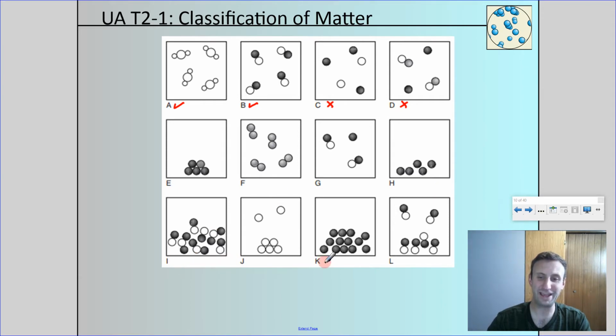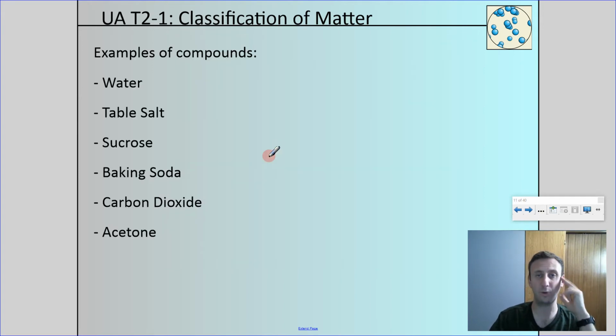Between I, J, K, and L, which one of these is a compound? The answer is L is the only one that is a compound. This is an element, this is an element. I almost looks like it is, but you'll notice that I have some different particles here. I have particles that are 2 atoms and particles that are 3 atoms. This would be kind of like a mixture of carbon monoxide and carbon dioxide or something like that. So you've got more than one thing mixed together.